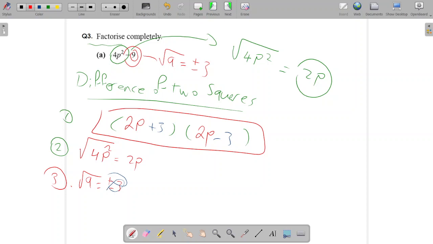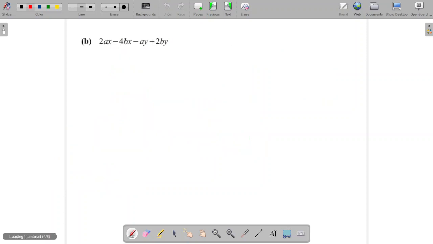This is how you factorize completely for this question. Next, this is also about factorizing. This one is using a method that we've learned about, making two brackets. Try to make two brackets. So your expression is going to be equal to what?